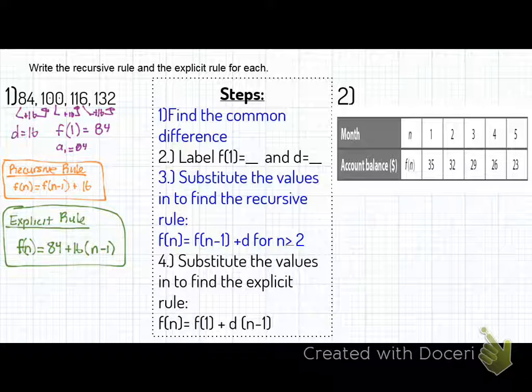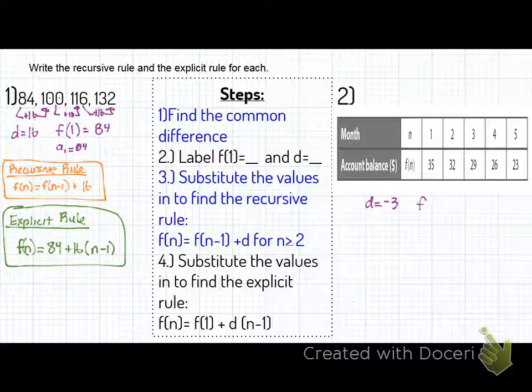Number 2, I got a sequence here, and it's given to me in a table. We're saying that these are the terms, 1, 2, 3, 4, 5, and then these are the numbers. So on these numbers, what am I noticing? It goes 35 to 32, 32 to 29, 29 to 26. What's happening each time, everyone? We're doing minus 3 each time, right? So we know our difference is not going to be positive 3, but negative 3.